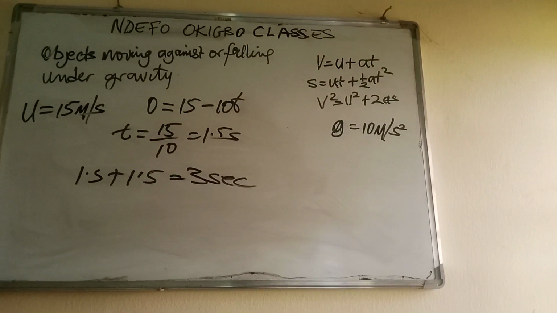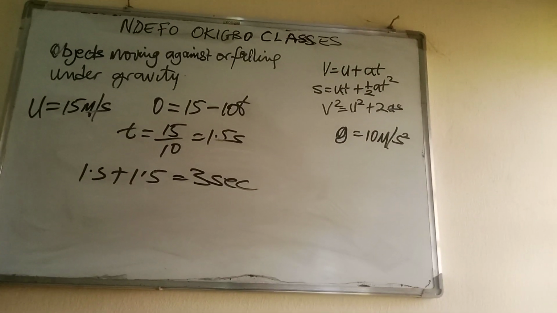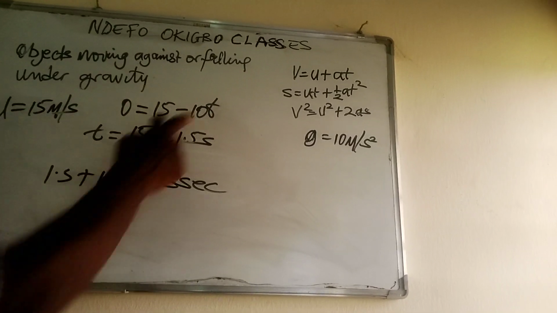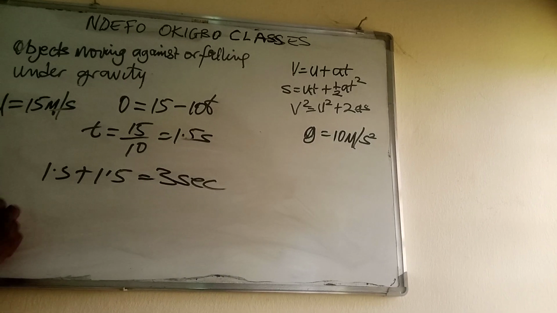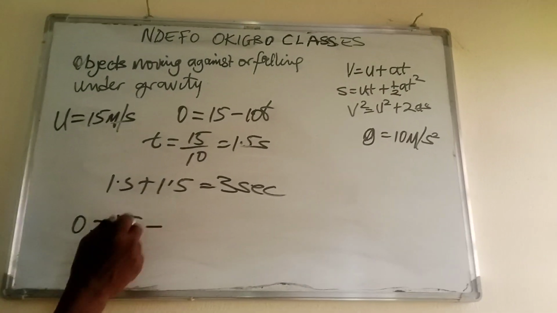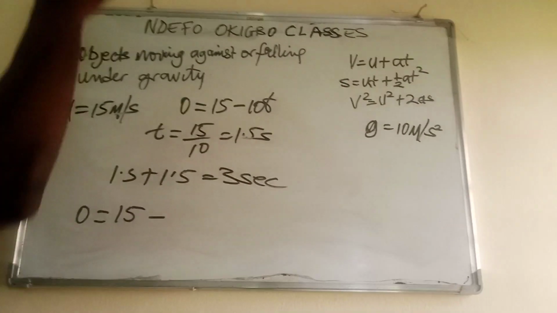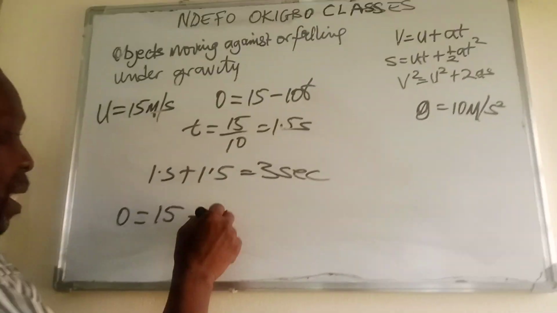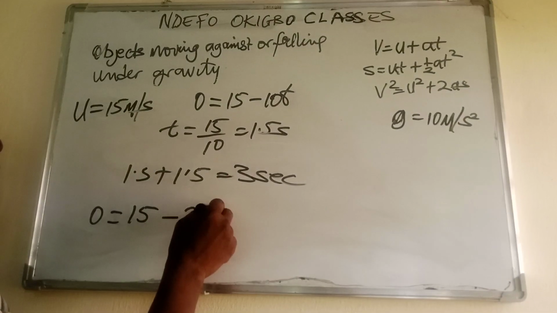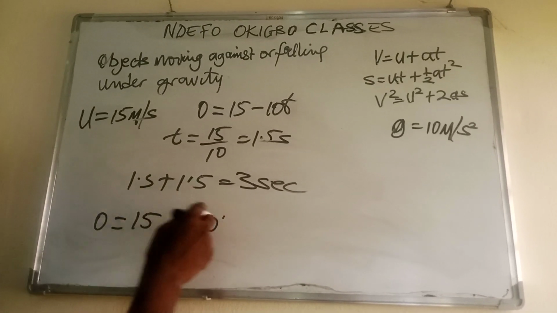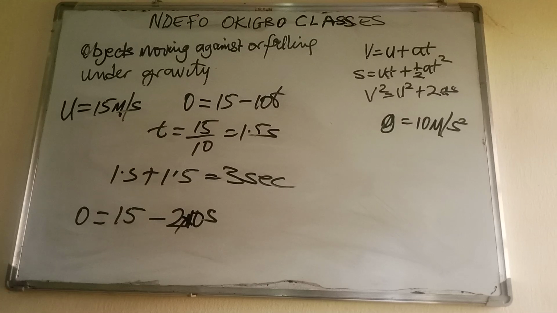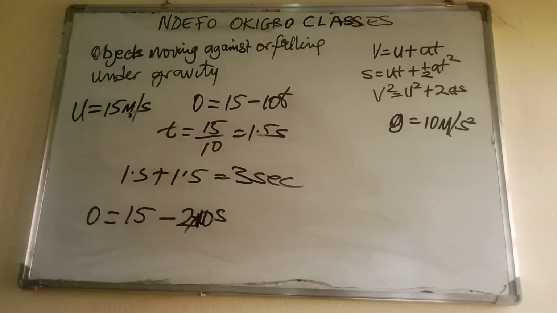Now the maximum height reached, that is simple. We can now use the third equation, and remember that v is equal to 0 at the highest height. So 0 is equal to 15, the initial velocity, squared, minus, because it's going against gravity, 2 times 10 times s, the highest height. The question says, what is the maximum height reached? That's s.